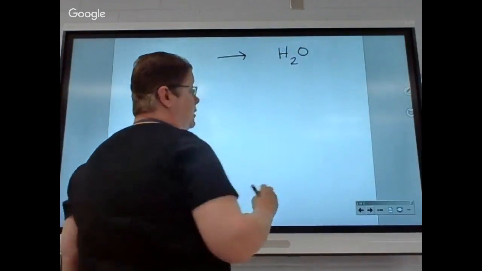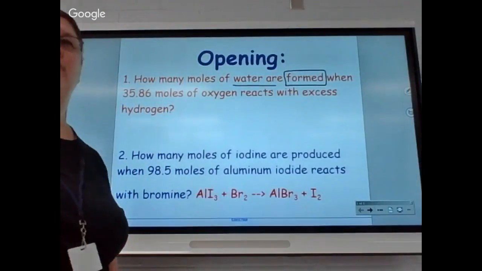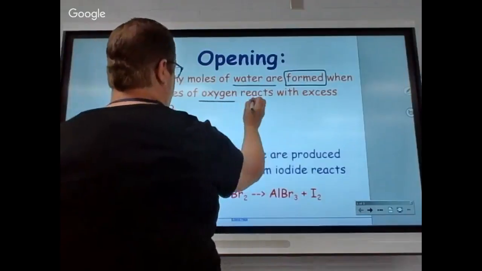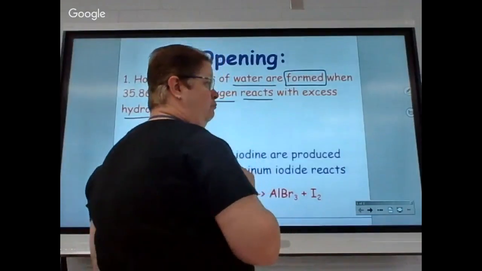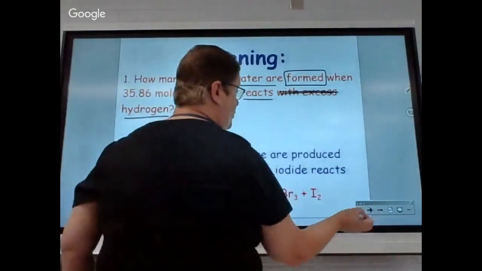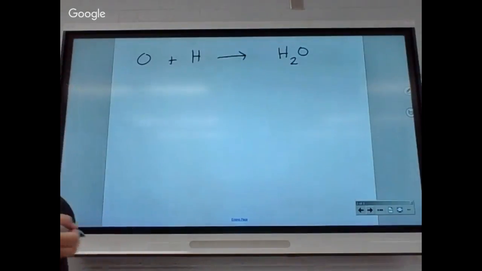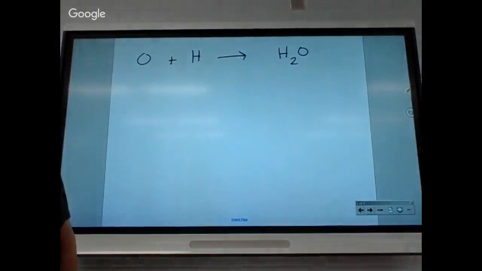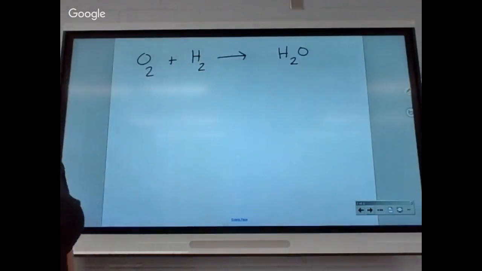So water is formed. What is water formed from? Okay, it's formed from oxygen, reacts with excess hydrogen. Does the word excess mean anything to us? No, that's junk. We don't need to know that. Oxygen reacts with hydrogen. So oxygen plus hydrogen. Now, based on what we learned when we did chemical reactions, what do we know about oxygen and hydrogen? So we're going to put what on? Okay? It's that easy.